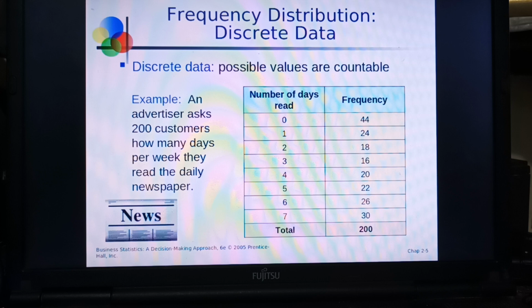Now we have this number of days read in a week, and the frequency: 44, 24, 18, 16, 20, 22, 26, 30, a total of 200 customers.